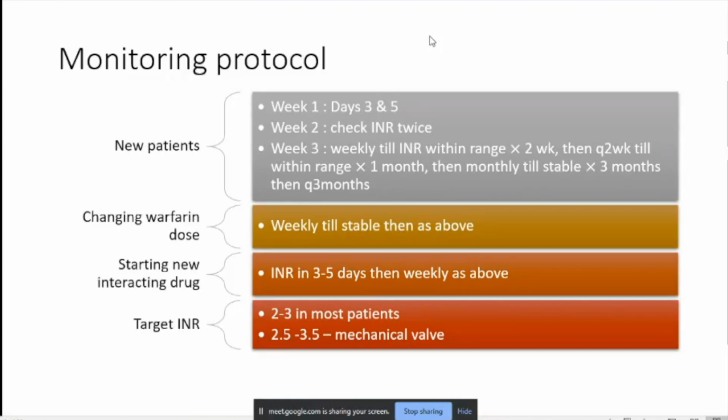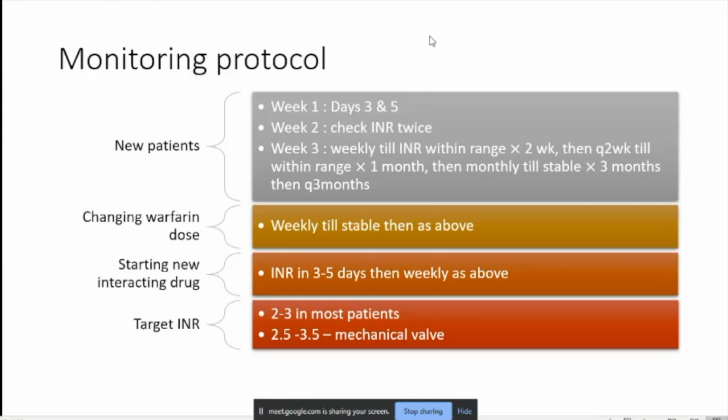Now in week 3, once the patient reaches week 3, we take the INR weekly till the INR reaches within range, and we do that for 2 weeks. So we do it weekly until the INR is within the range. What is the range? 2 to 3 is the range for most patients, as I mentioned for the target INR earlier. If the patient has a mechanical valve, then it is 2.5 to 3.5. So again, in week 3, we do it weekly till the INR reaches within the range.